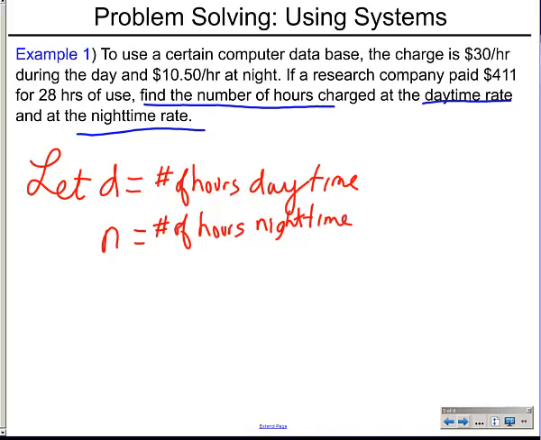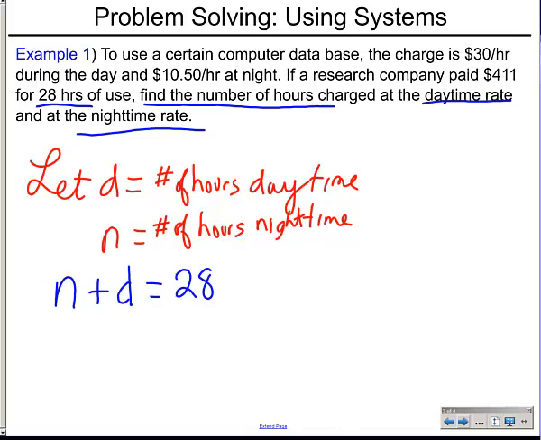Okay, so we've got our two variables defined. Now we've got to write an equation. Well, we know that we have a total of 28 hours of use, and D and N are representing the number of hours of use. So our first equation is very simple: N plus D is equal to 28 hours.